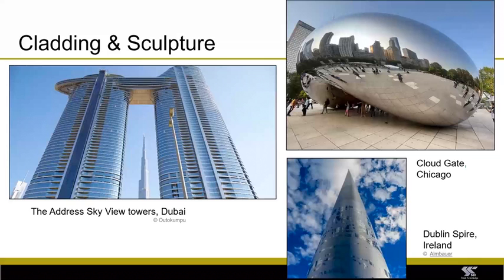Clearly, stainless steel is used for cladding high-rise buildings in very demanding applications. Here in Dubai, the environmental conditions can be quite extreme: strong winds, sandstorm, high salinity, and stainless steel performs very well here. And there are many sculptural applications of stainless steel too.